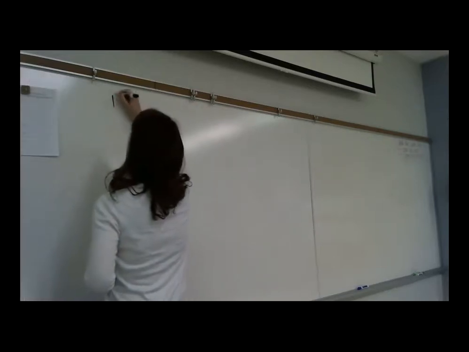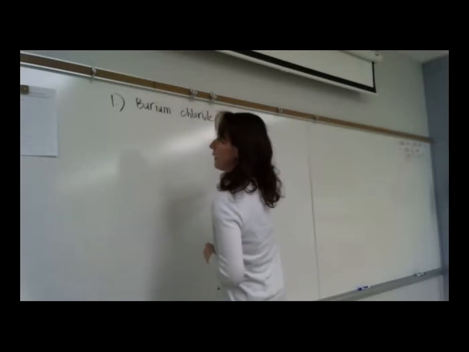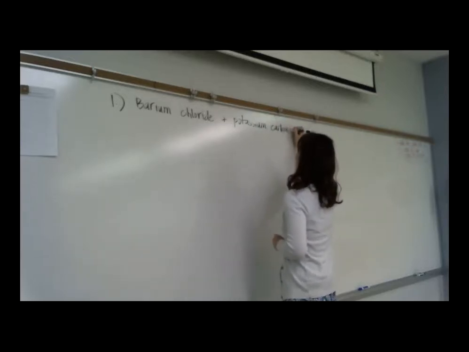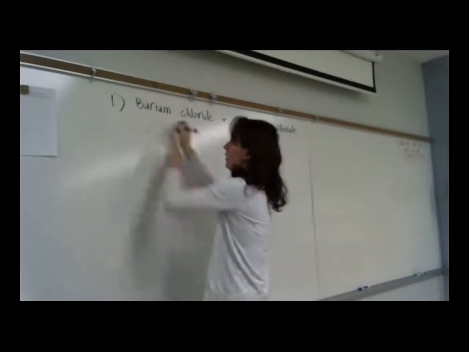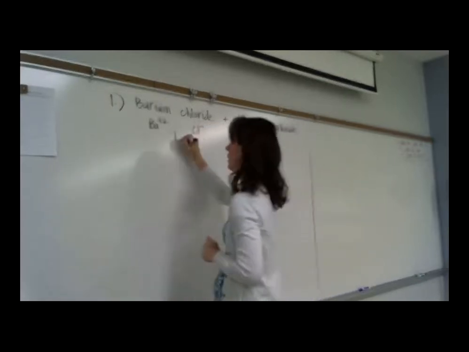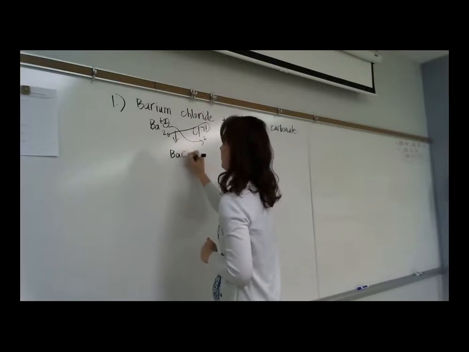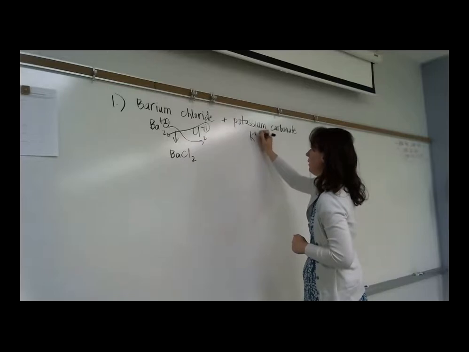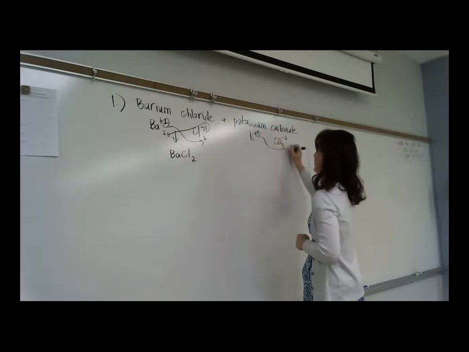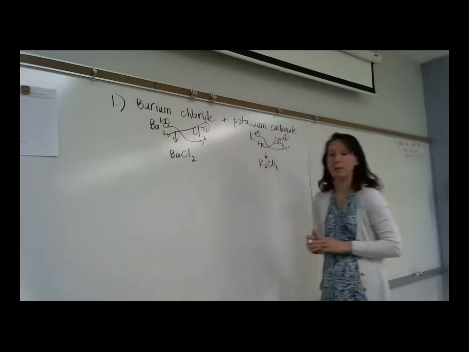All right, number 1, we have barium chloride plus potassium carbonate. Okay, so the first thing you need to do is write your formulas. Barium's in group 2, so it's Ba plus 2. Chloride is in group 7, so it's minus 1. So when you crisscross those, that gives me BaCl2. Potassium's in group 1. Carbonate is a polyatomic ion, CO3 minus 2. So when we crisscross those, we get K2CO3. So those are my reactants.